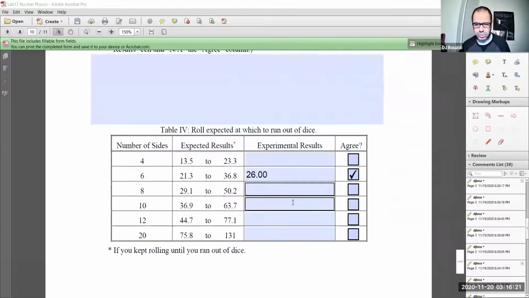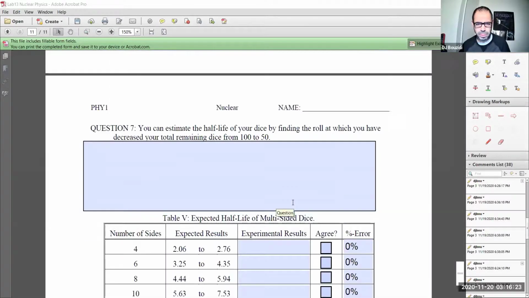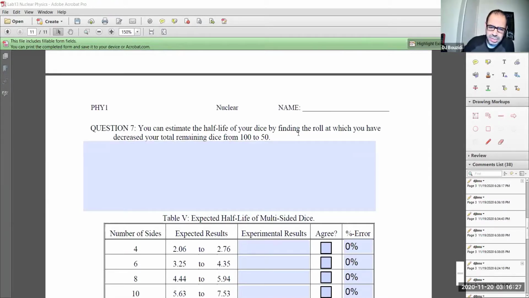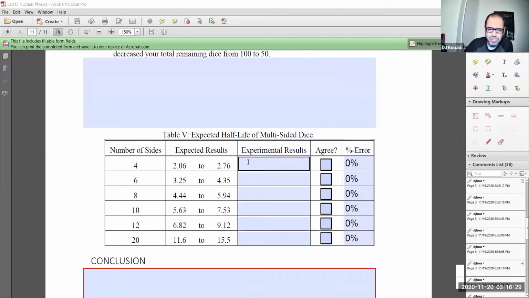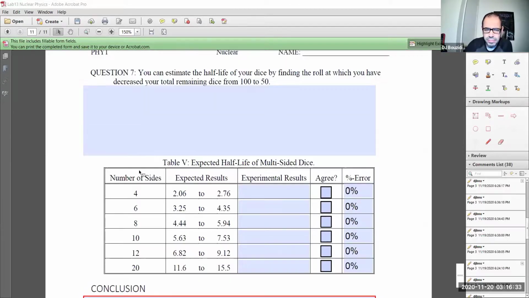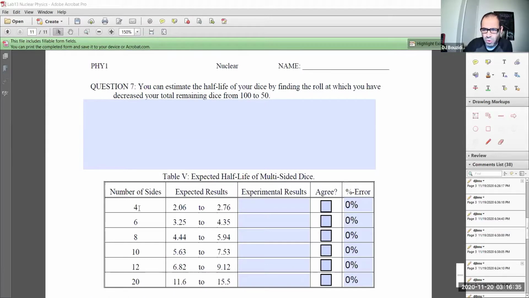So let's continue the questions. You can estimate the half-life of your dice basically by saying the following. If you run the 4, for example, between 2 and 3 times, you should go to half. If you start with 100 and you run it 2 to 3 times, you should end up with nothing.